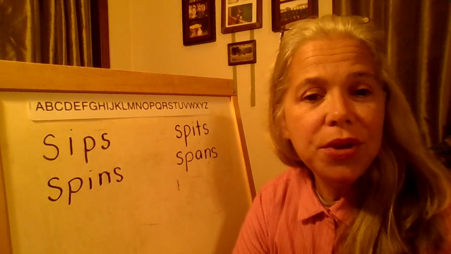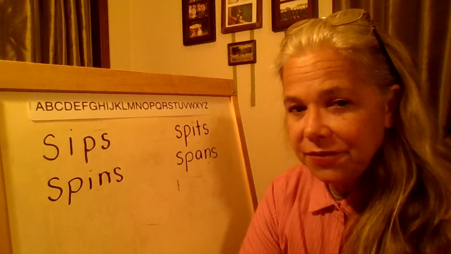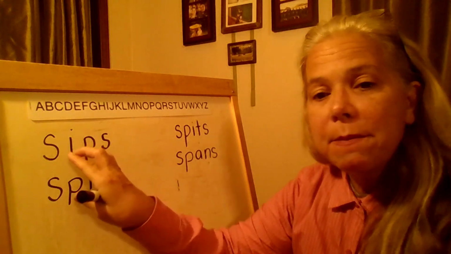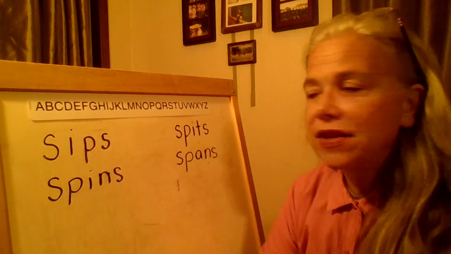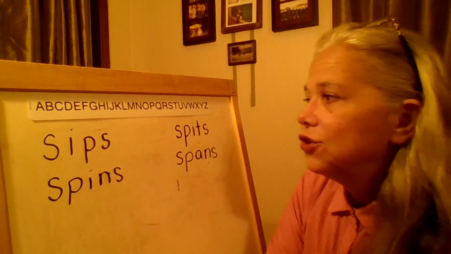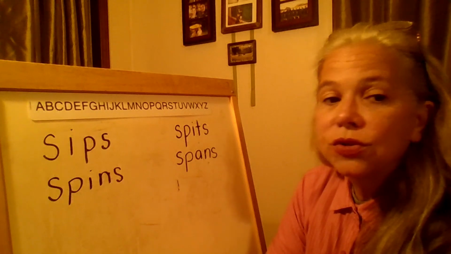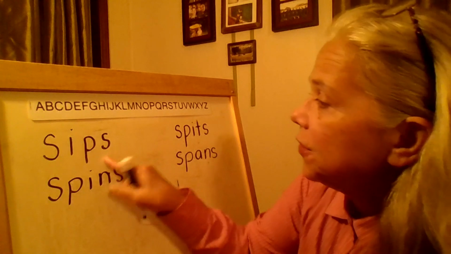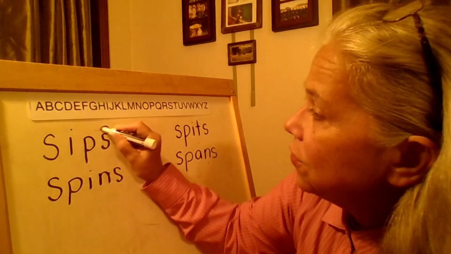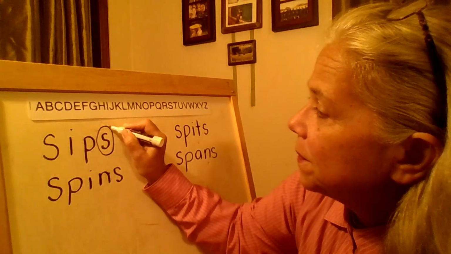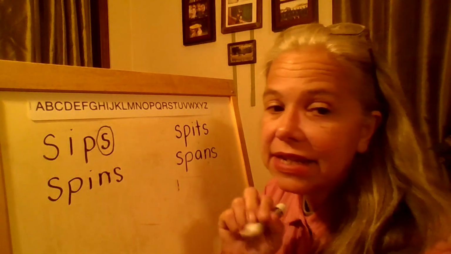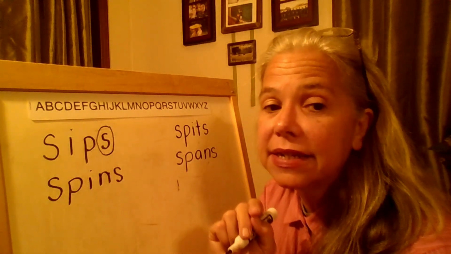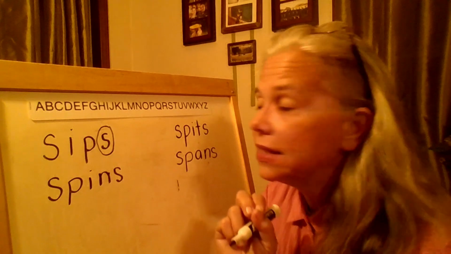Today, we're going to code and read some derivatives. Derivatives are a base word plus a suffix. And anytime we see a derivative, we want to circle the suffix. Okay, so we have a suffix here. Let's circle suffix S. Okay, we know suffix S has two sounds. It can be an S sound or a Z sound.